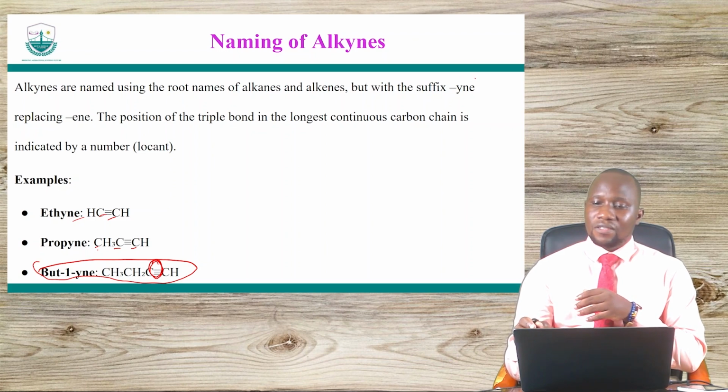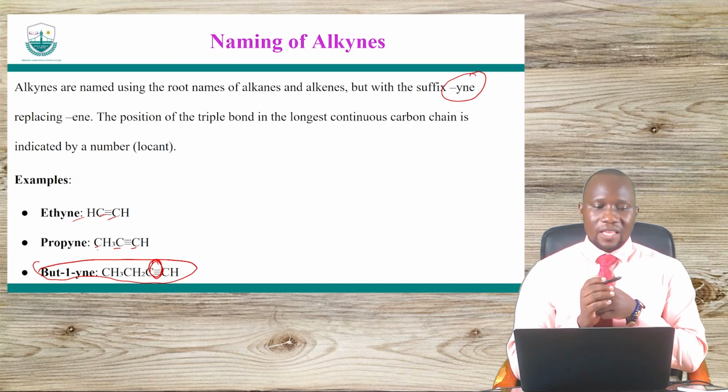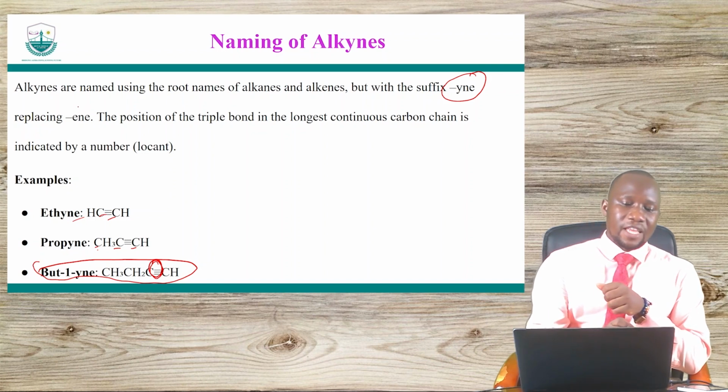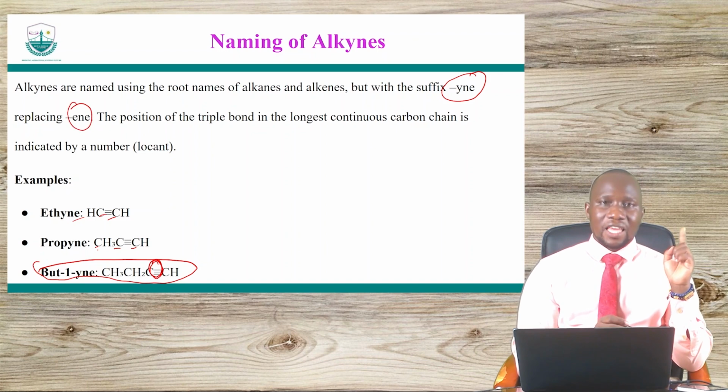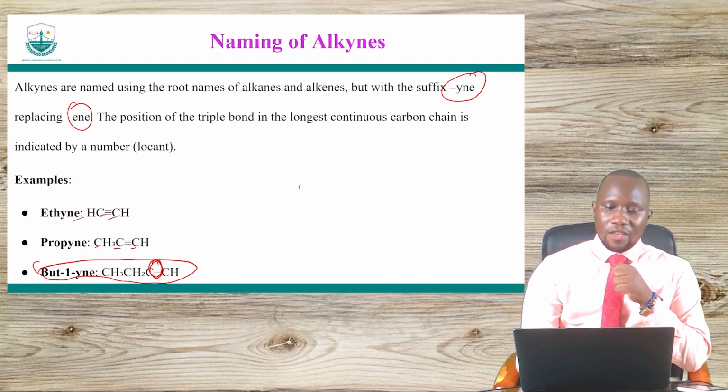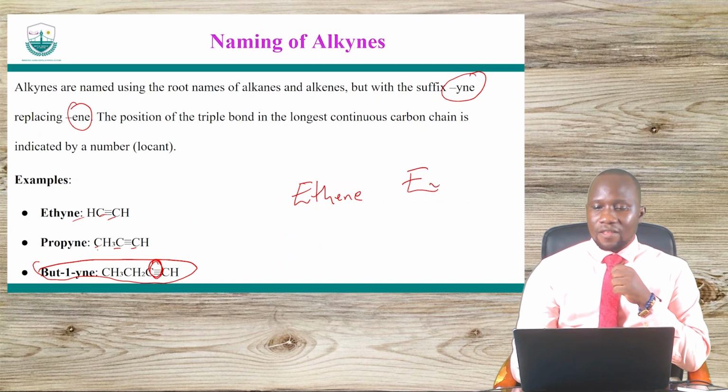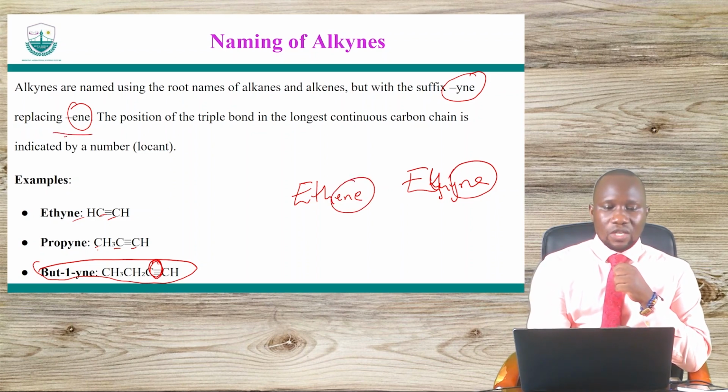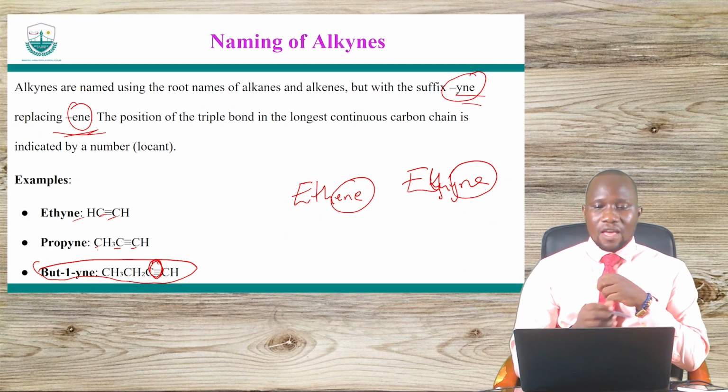About the suffix. In this case, for alkynes, it's -yne. That replaces the -ene of the alkenes, right? Yes. So instead of having ethene, we are now having ethyne, right? You see this? That's what we are talking about here and there.